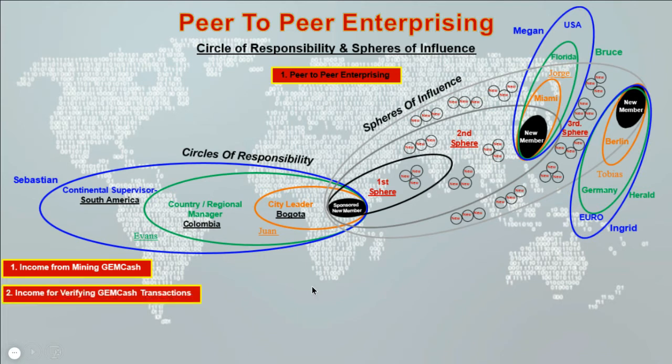Okay. The second is the verification of transactions. So every time money moves between gem cards or between gem wallets or between gem wallets and gem cards, that GemCash, that currency has to get verified to make sure it's legitimate, it's not being double spent, and all different things.